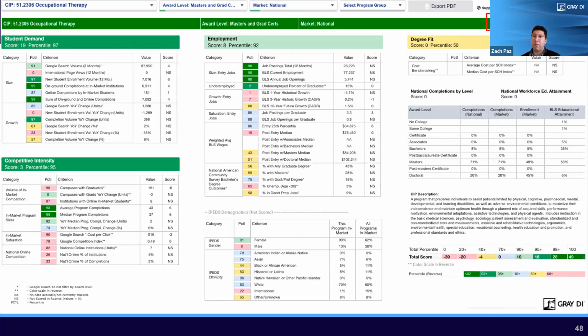The first time I start working with institutions, or we do as Gray DI, the first one takes 30 minutes to get through. The next one takes 15, the next one takes 10, because we've designed it in a way that hopefully allows you to interpret the data, albeit a lot of data, from the summary level to the overall score, to the summary level at each individual category, but also the context of each value, all on the same page.